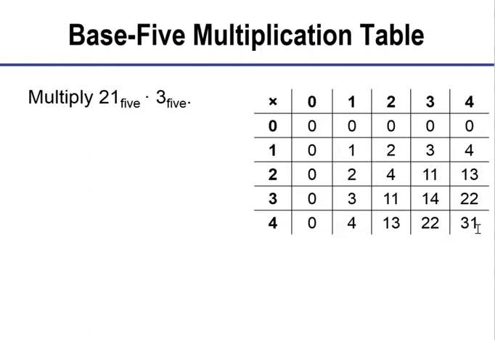So let's attempt to multiply 21 base 5. Again, I have to stop myself too, right? That's not 21. 21 is a base 10 number. That's 21 base 5 times 3 base 5. How can we handle this?